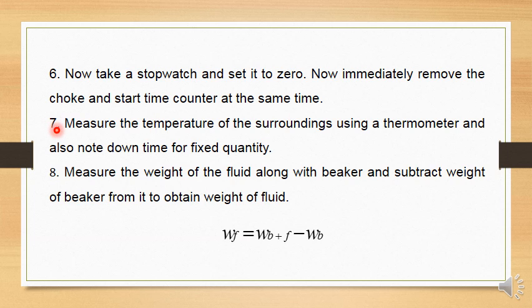Number 7 step, measure the temperature of the surroundings using a thermometer and also note down the time for the fixed quantity. At that particular time, once you start your stopwatch, at the same time you need to fix a thermometer over there and note down the temperature reading. Number 8, measure the weight of the fluid along with the beaker and subtract the weight of the beaker from it to obtain the weight of the fluid. I have told you that already.